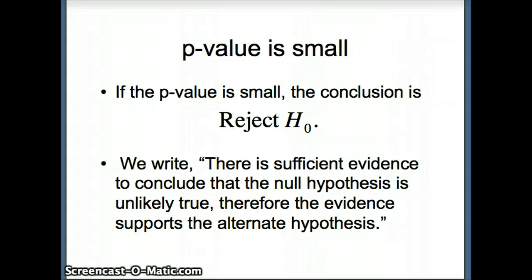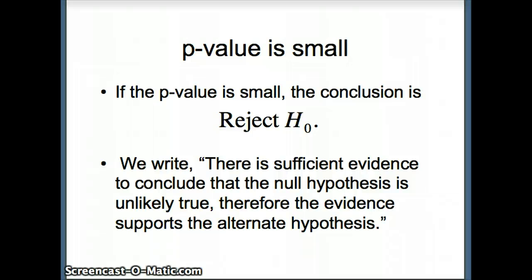P-values. Assuming the null hypothesis is true, the p-value represents the probability of getting results as extreme or more extreme than the sample that you're given. And if that p-value is very small, what that's telling you is that your sample is very, very extreme compared to what was expected. And if that's the case, you might say that what we're expecting is wrong, therefore the null hypothesis is wrong.